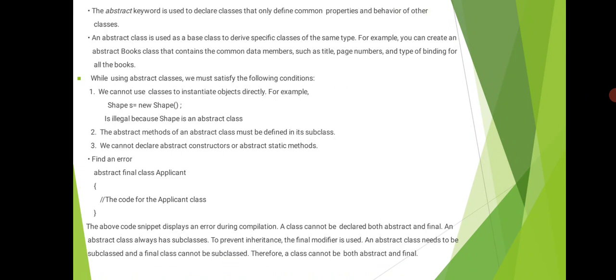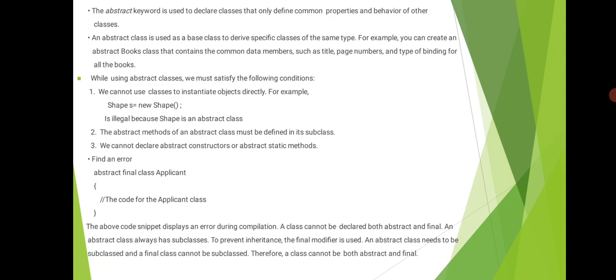So, abstract is a permitted modifier, a keyword used to declare classes and methods, which is the opposite of the final keyword. Abstract classes only define the common properties and behavior of the other classes. The abstract class is used as a base class, which is a super class, to derive specific classes of the same type.